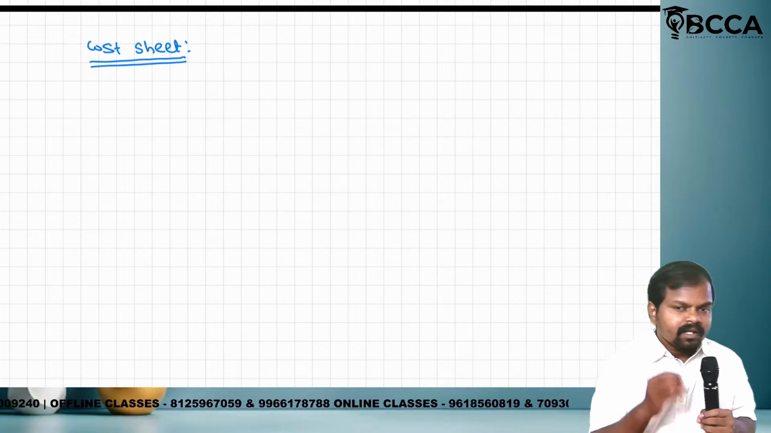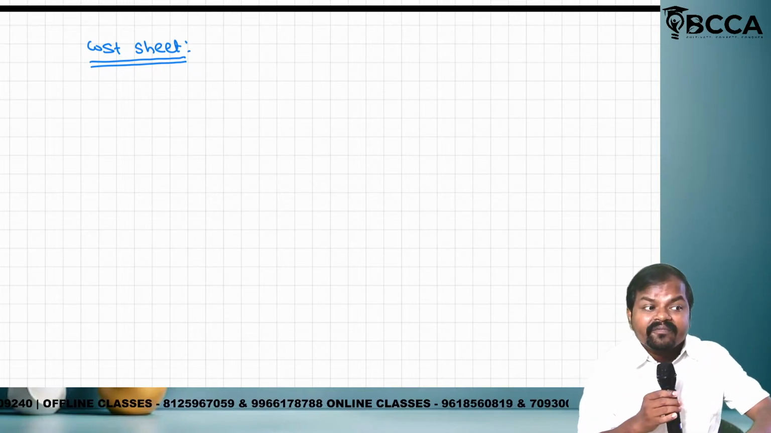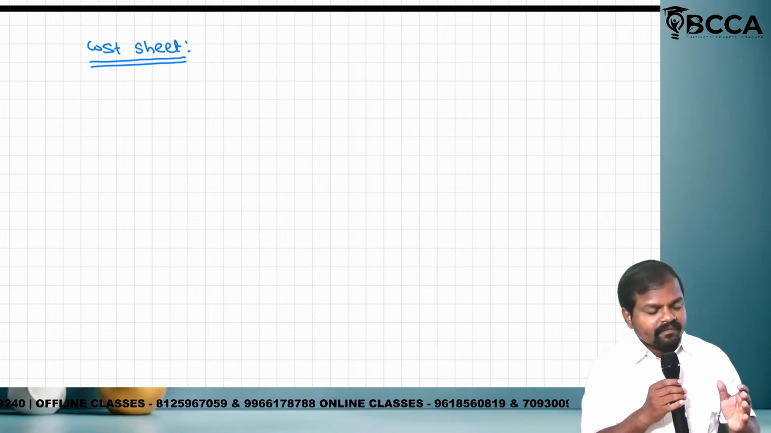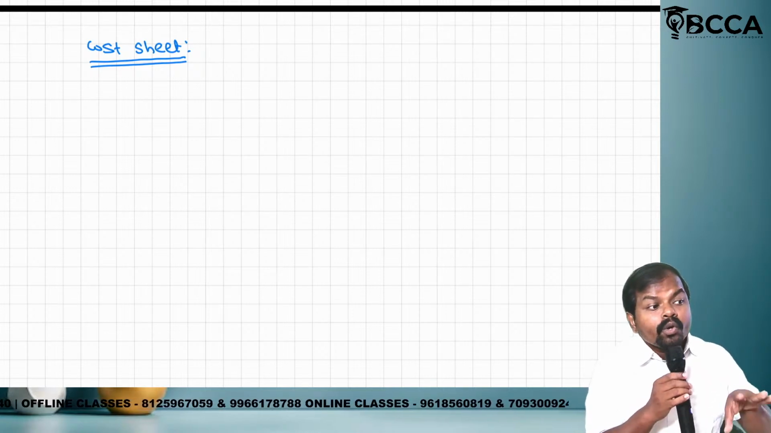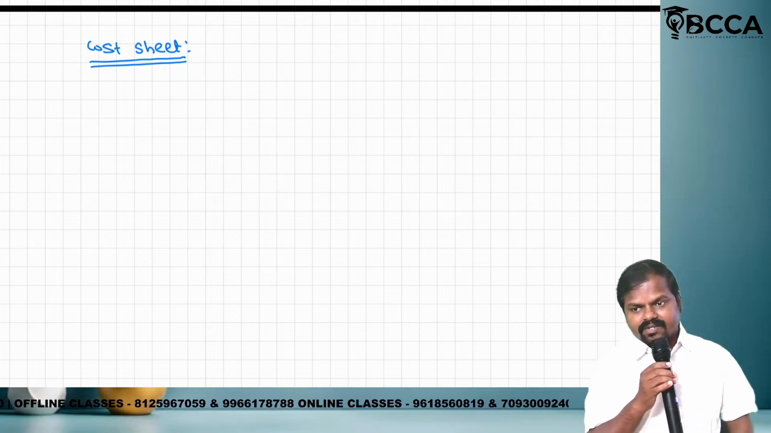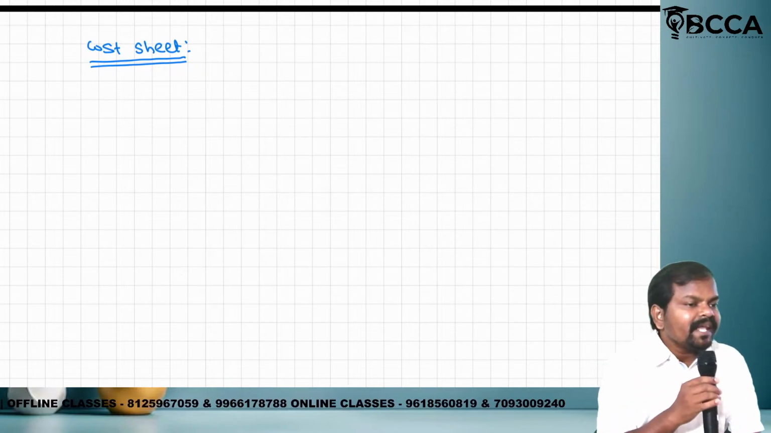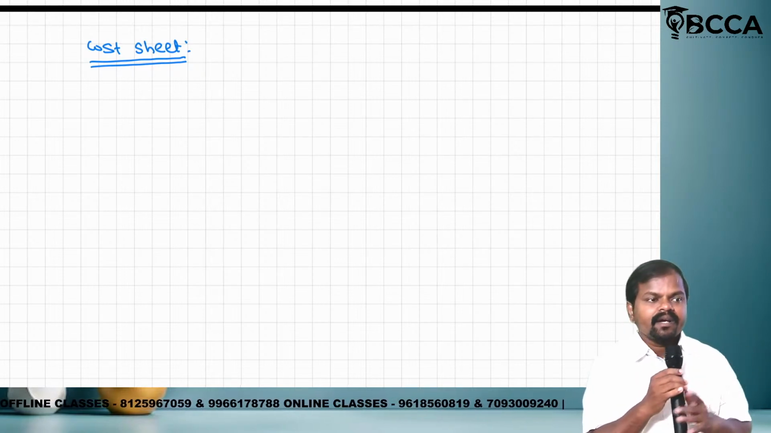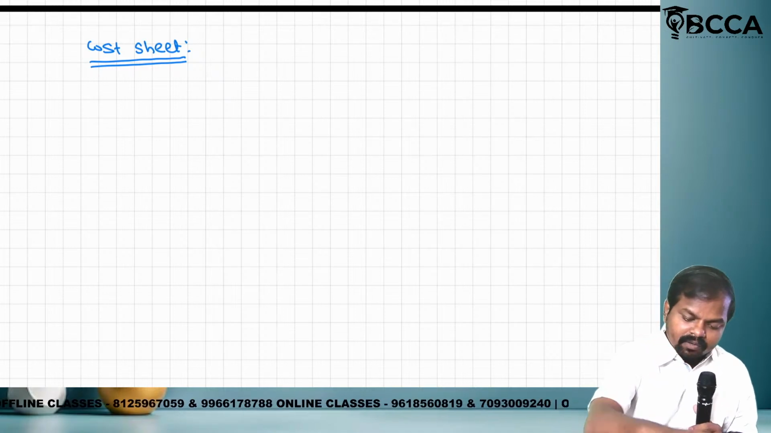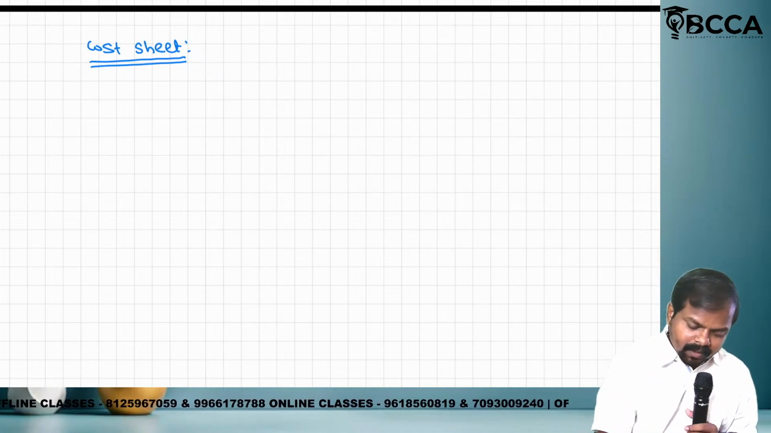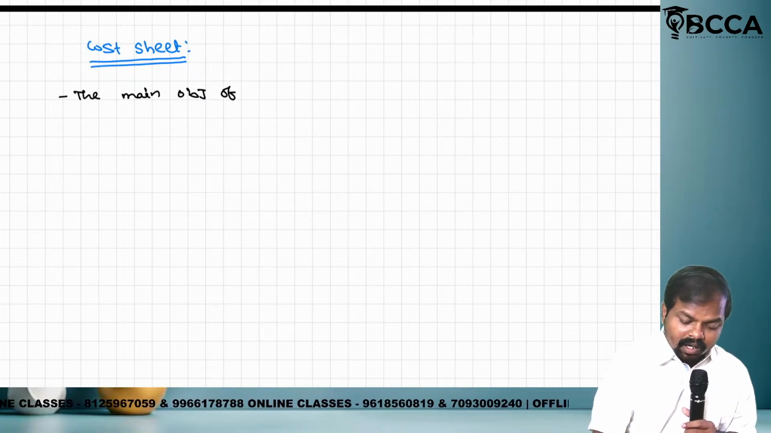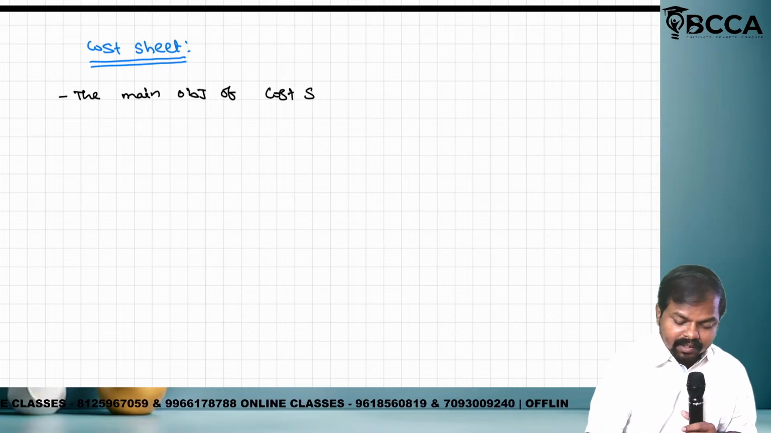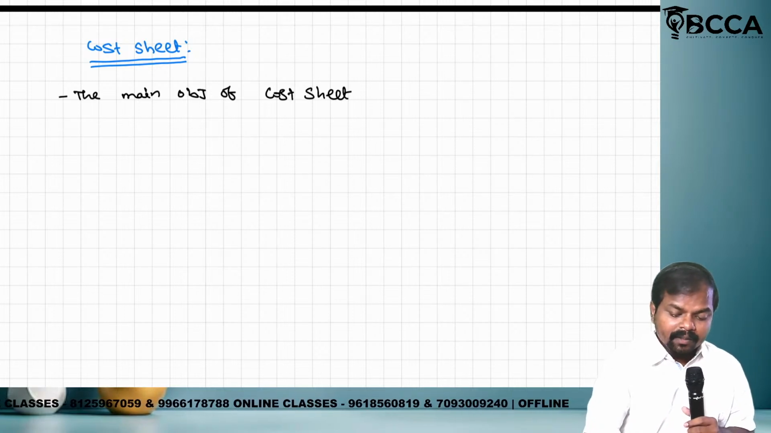Correct? Now tell me, cost sheet will be helpful for current purpose. Projected cost sheet will be helpful for future purpose, that is, quotation of selling price. Till now discussion clear? Now tell me, don't write, listen. The main objective of cost sheet, what?